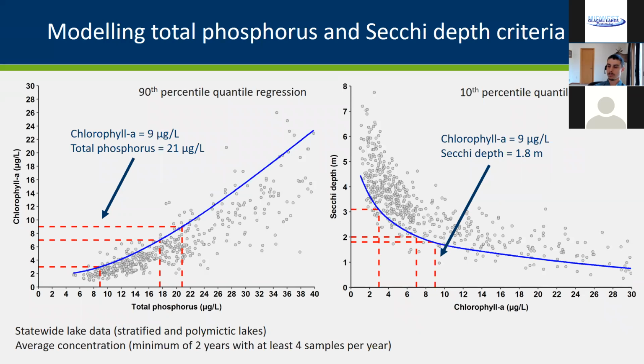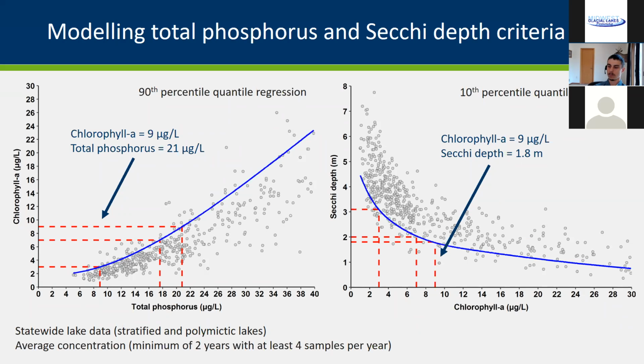But basically what this means is, for a population of lakes that have a total phosphorus of 21, 90% of those lakes are going to meet that standard of 9 micrograms per liter. So it should be a fairly protective target. So most of the lakes, if we can at least get them to that 21 or lower, should have a low enough chlorophyll-a to protect Cisco in this example.